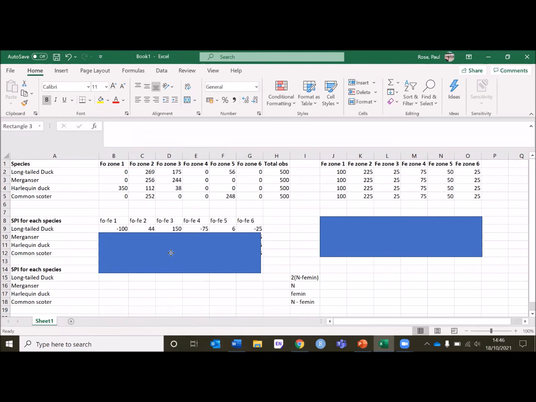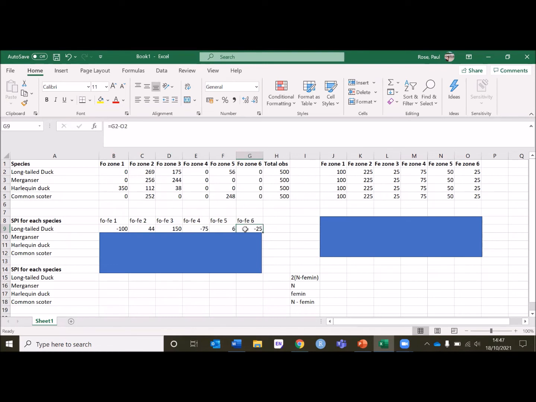What you can see here is how I've calculated the observed minus the expected for the zones that the long-tailed duck was seen within. So if I click on this cell in Excel, B2 is what I saw, which was 0, minus J2, which it should have been for 100 minutes. This one here, C2, it was in that zone for 269 minutes. It should have been 225 minutes if it was random, so I get 44. And I've done that for each zone.